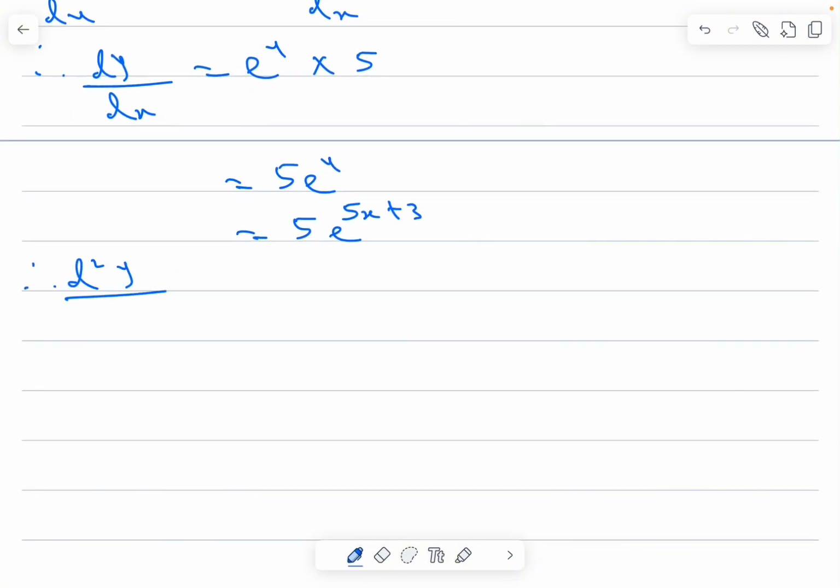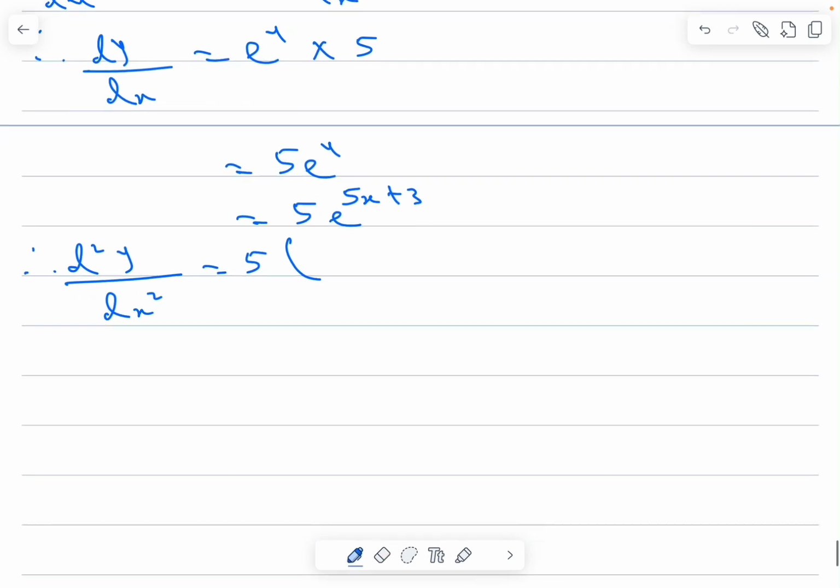Now d2y/dx² is what we'll get when we differentiate this. So that will be 5 into bracket. I already know that if I differentiate e raised to power 5x plus 3, I'm going to get 5 times e raised to power 5x plus 3. So I'll just write the answer again: 5 e raised to power 5x plus 3.